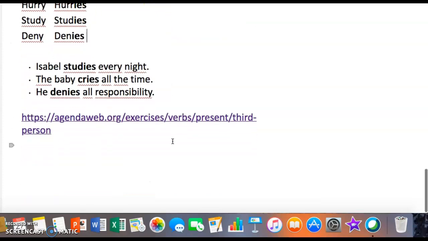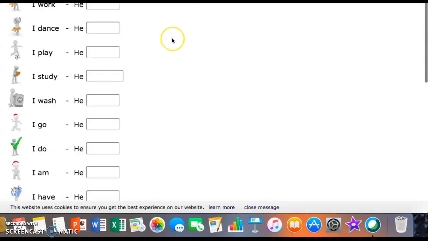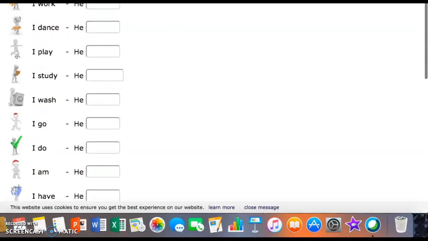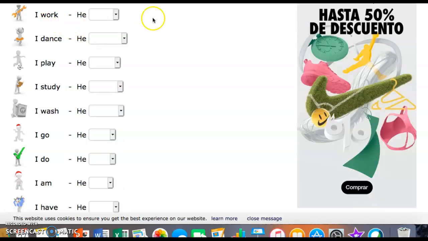Okay, if that's more or less clear, I've put here a link that you can go on and you can try out yourselves. It's pretty straightforward, okay? Just wait 1 minute. All right, so for example, I work, just click here and write what you think it should be. So, works or work? Works. And so on and so forth.